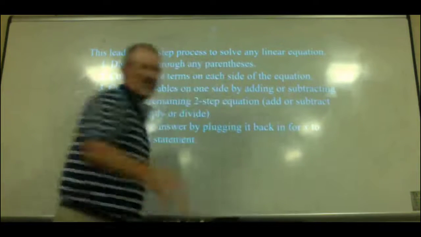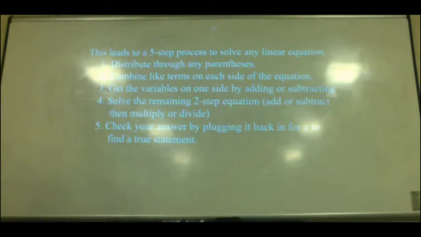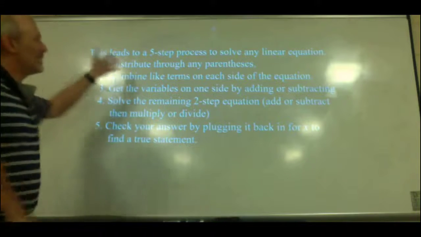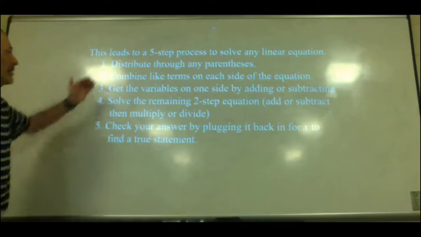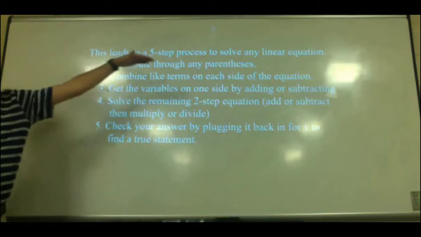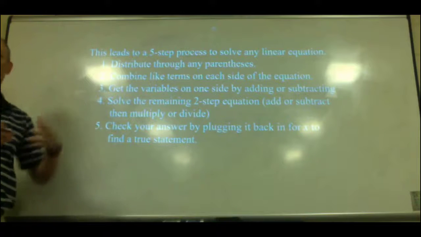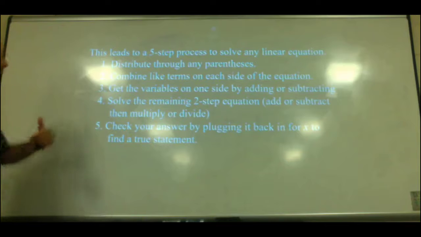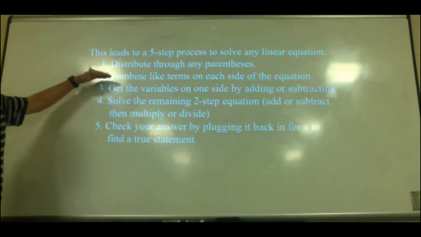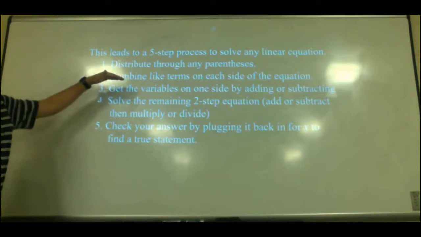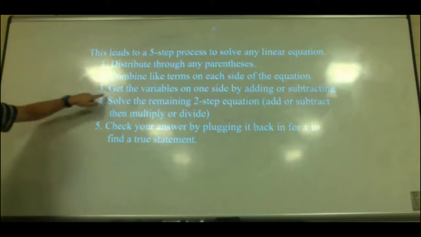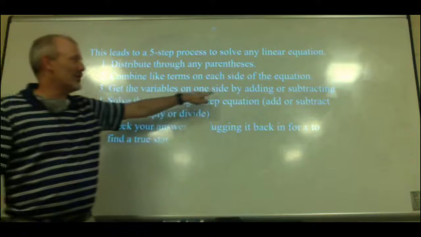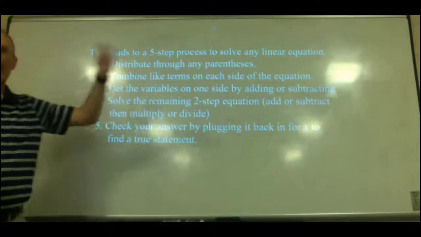Now, this is not something you have to memorize, because this is just what we've been doing already. It's just kind of a summary. So this leads us to a 5-step process that we can use to solve any linear equation, and it's just what we've been doing. So first, distribute through any parentheses. If you've got some simplifying to do, you can do that. Okay. Combine like terms on each side, just like we were doing, right? Simplifying. Once you get everything simplified, then we want to get the variables on one side by adding or subtracting.